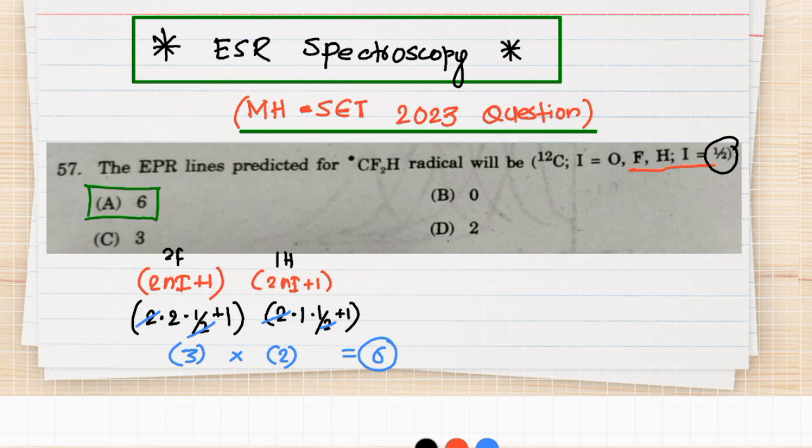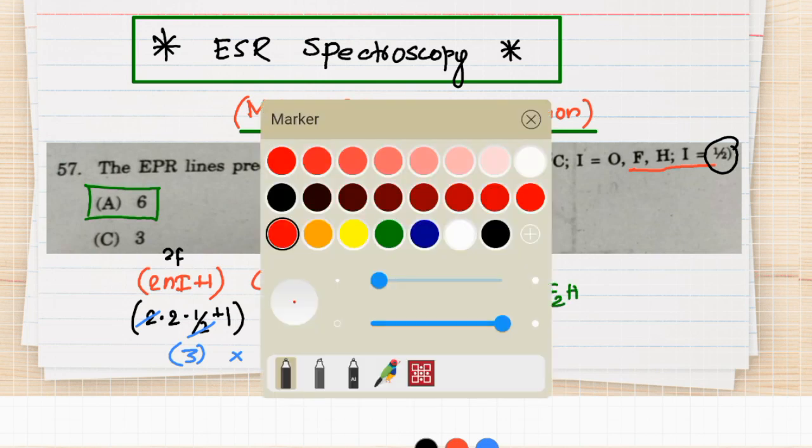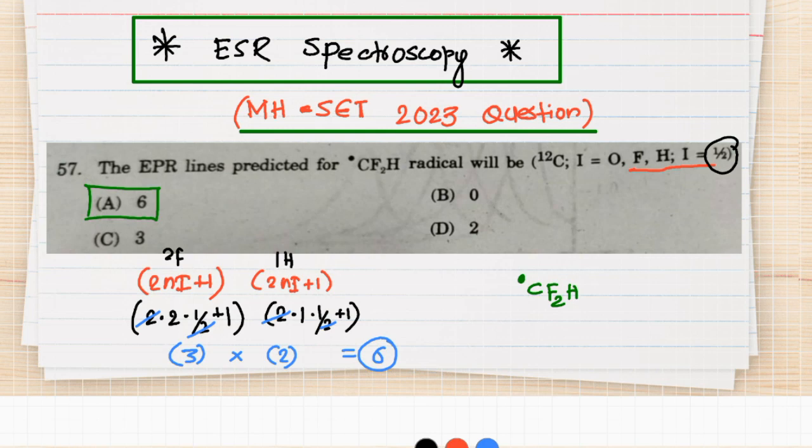Now, the electron exists on the carbon of your molecule. First there will be an electron spin resonance with that unpaired electron. Then, according to hyperfine interaction, this electron further interacts with the 2 fluorine and 1 hydrogen, which gives the hyperfine structure, and the selection rule will be delta MI equal to 0. So this is question number 1 which was asked in MH SET 2023.